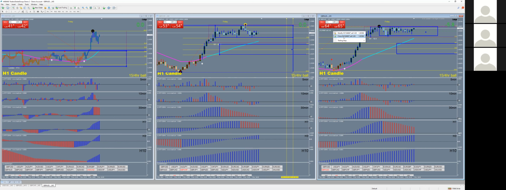This thing is not acting right. Still in that little range. Pound Aussie. It's too narrow a range.